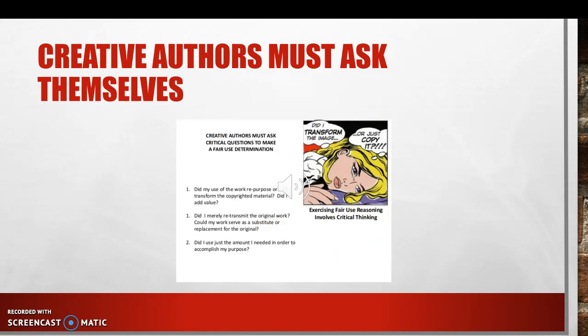In order to determine if something is fair use, creative authors must ask themselves, 1. Did my use of the work repurpose or transform the copyrighted material? 2. Did I merely retransmit the original work? And 3, did I use just the amount I needed in order to accomplish my purpose?